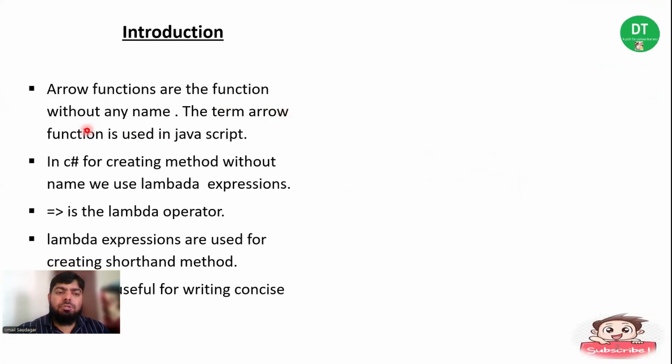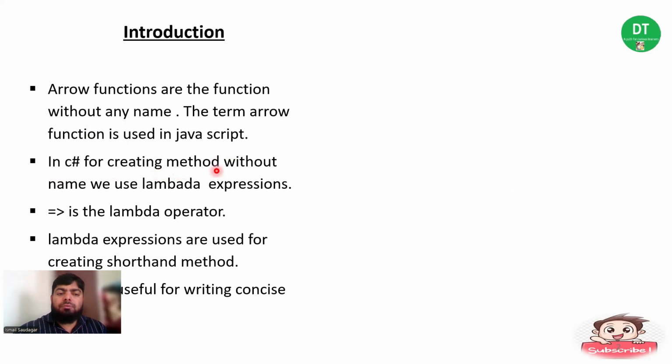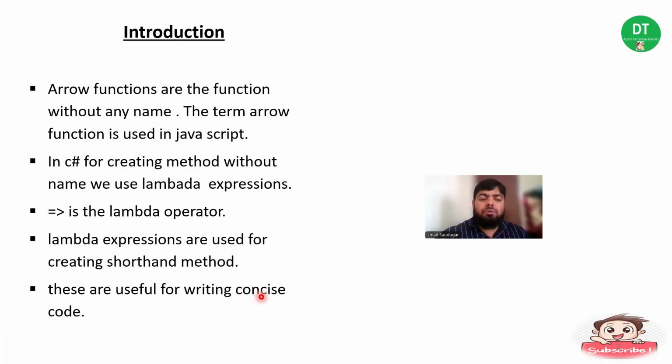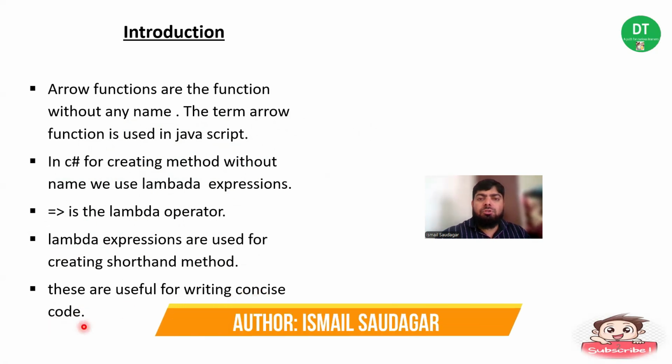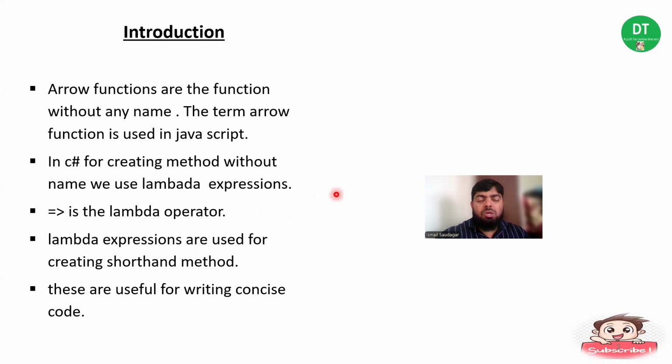Arrow functions are functions without any name. The term arrow function is used in JavaScript. In C#, for creating a method without a name, we use lambda expressions. Equal to greater than is the lambda operator. Lambda expressions are used for creating shorthand methods. These are useful for writing concise code. Shorthand method means a method which contains fewer lines of code.